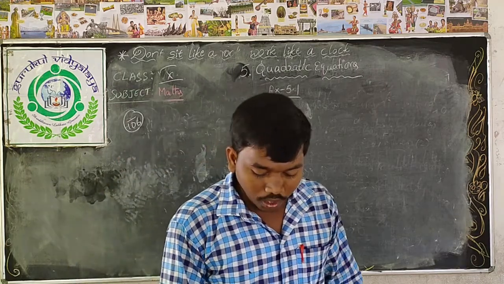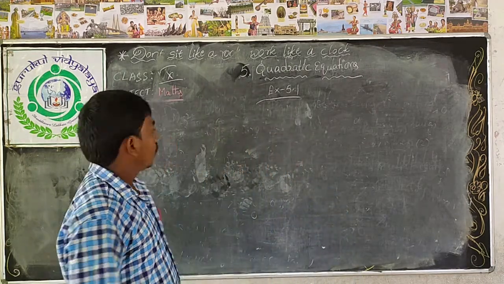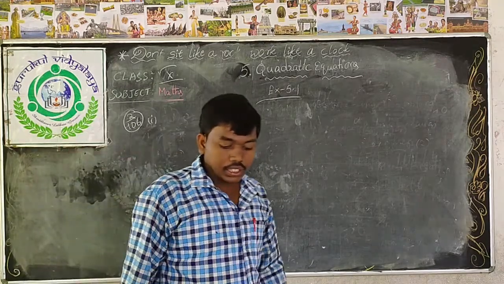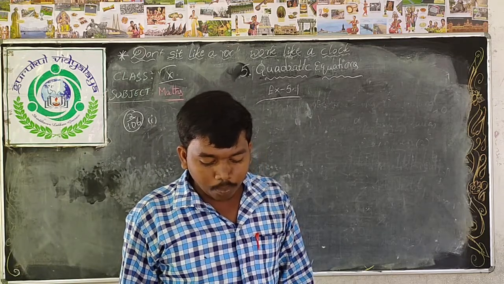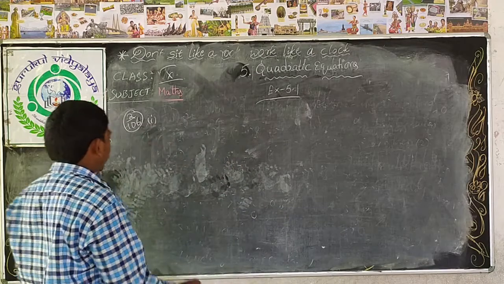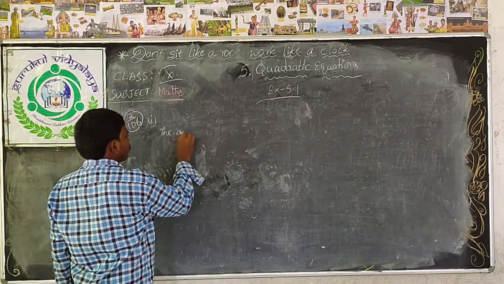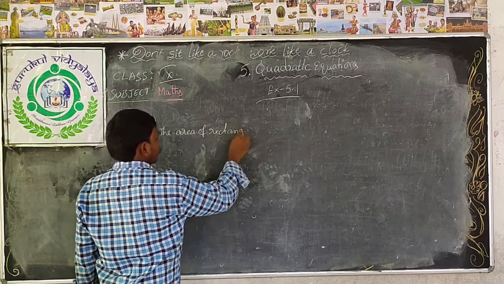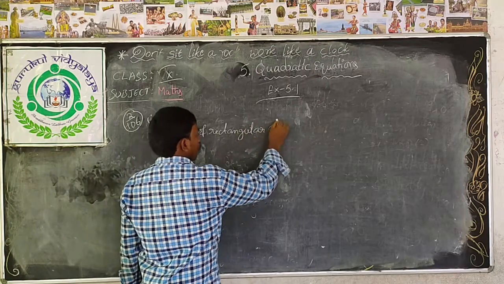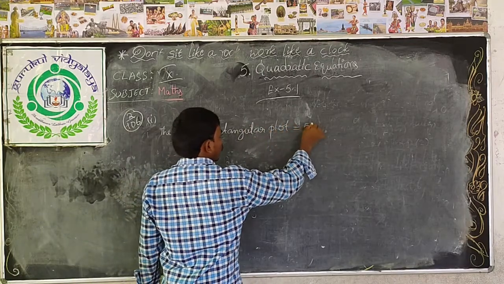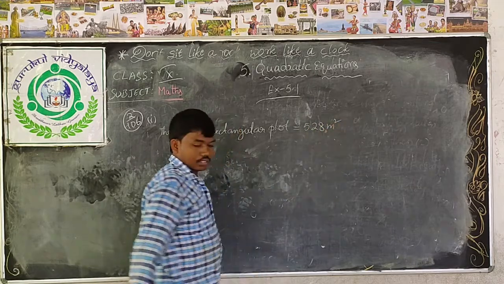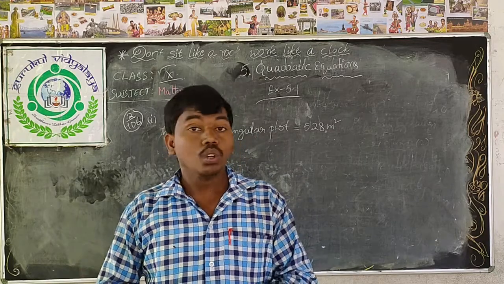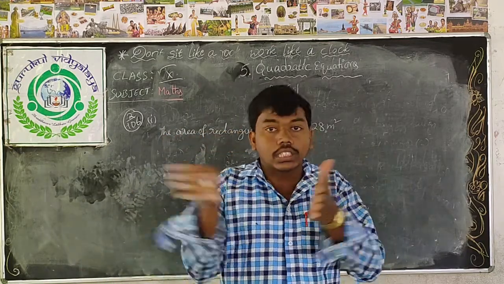Okay, represent the following situations in the form of quadratic equations. The first one, see, children, the area of a rectangular plot is 528 meters square. The area of a rectangular plot is equal to 528 meters square. Okay, represent these following situations in the form of quadratic equation. No need to solve, we can represent in equation form.